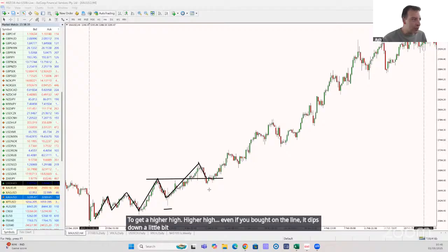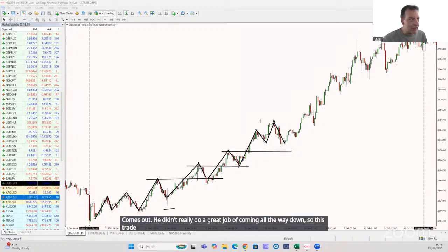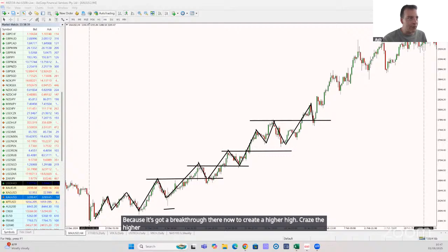Well, it stops at the lows here. So you're buying on the line. Then it's going to break through there. Comes up right on the level. Then it's going to break through there. Comes up. It didn't really do a great job of coming all the way down. So this trade may well have been missed, but it's okay because it's going to break through there now to create a higher high. Creates the higher high, comes back to the level, off again.